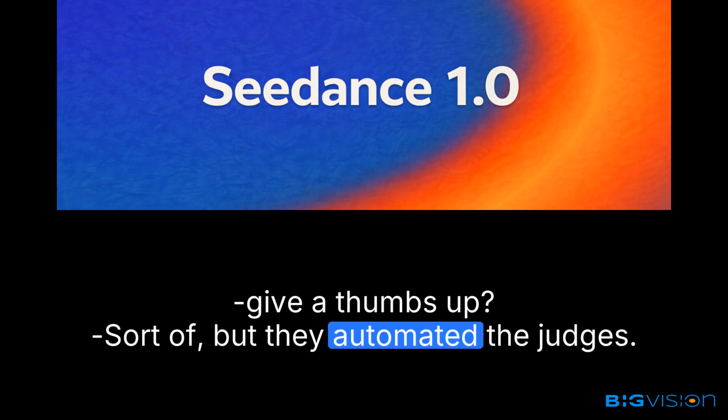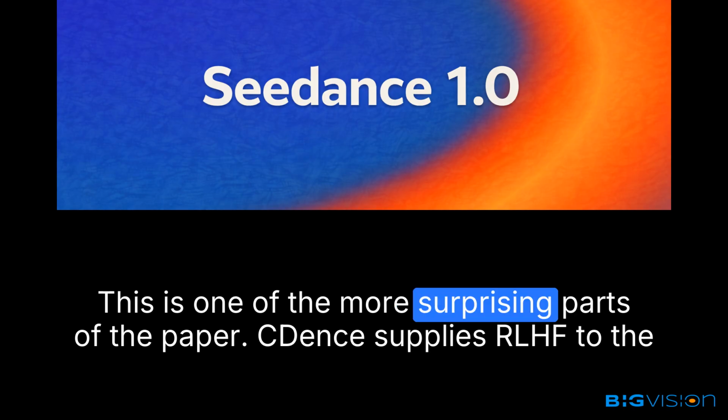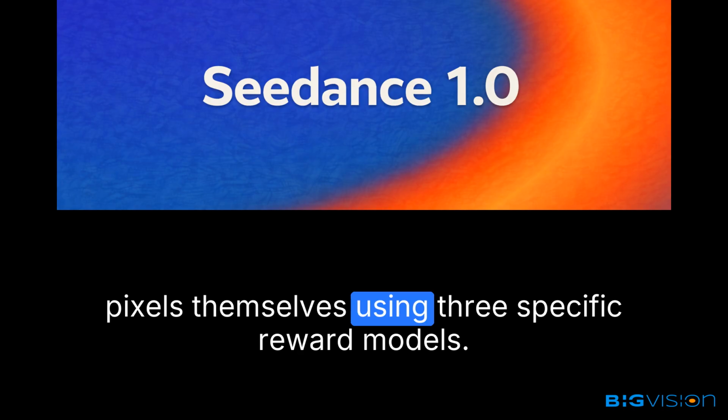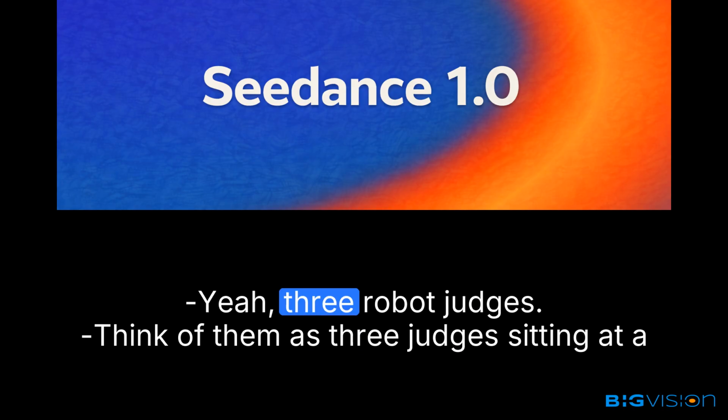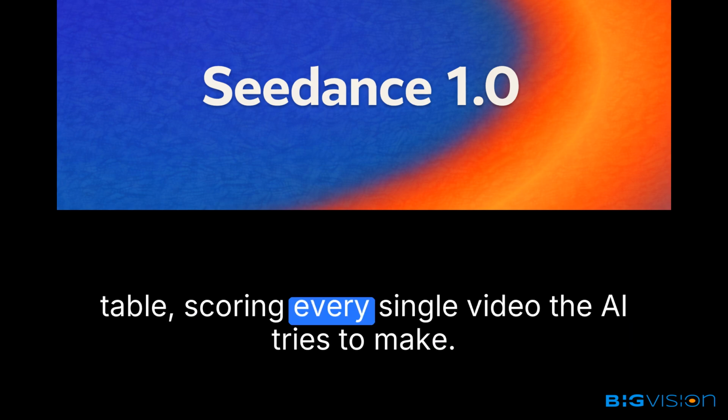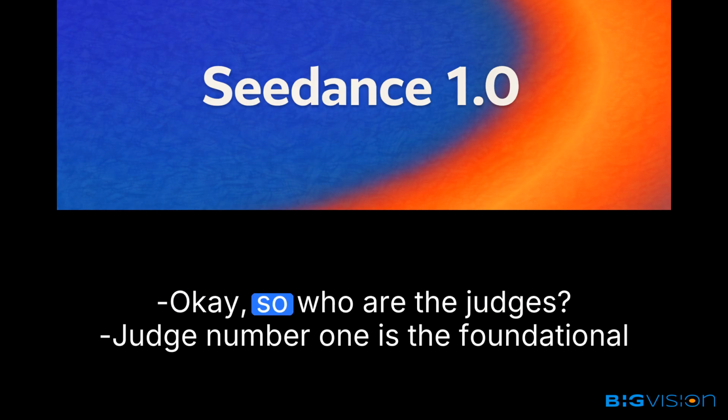Sort of, but they automated the judges. This is one of the more surprising parts of the paper. Seedance applies RLHF to the pixels themselves using 3 specific reward models. Yeah, 3 robot judges. Think of them as 3 judges sitting at a table, scoring every single video the AI tries to make. Okay, so who are the judges?